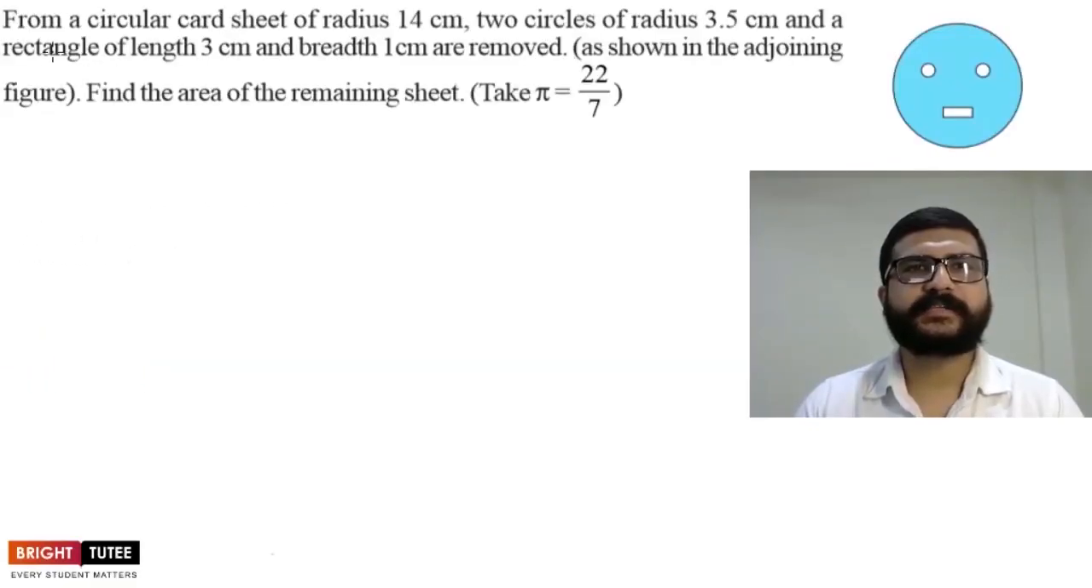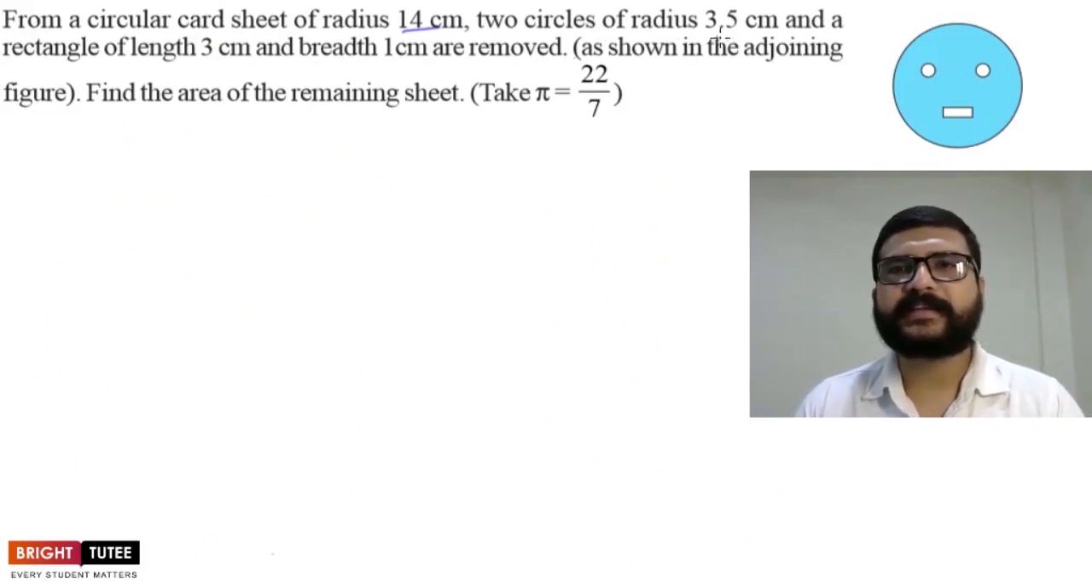Now the next question is, from a circular card sheet of radius 14 centimeters, two circles of radius 3.5 centimeters and a rectangle of length 3 centimeters and breadth 1 centimeter are removed. As shown here in this figure, this is a circular card sheet of radius 14 centimeters. Now two circles are removed from here and one rectangle is removed from here.